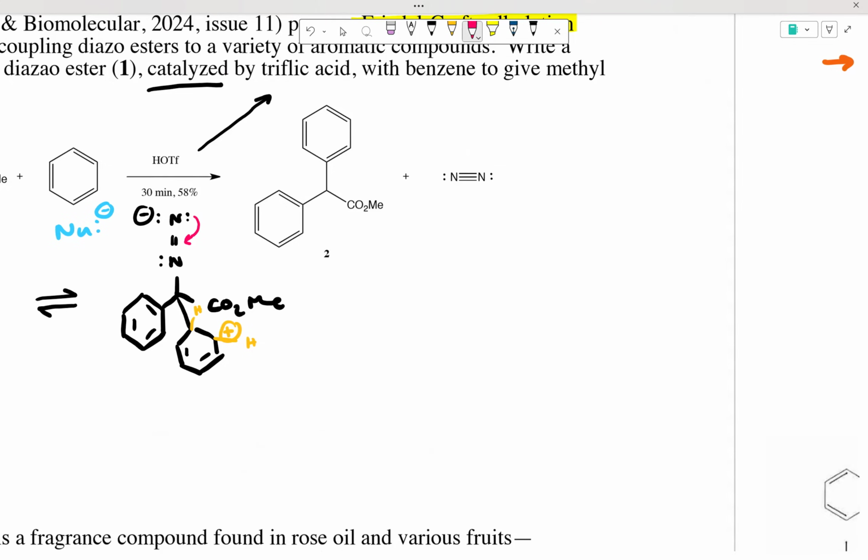In order for it to leave the molecule, it's going to take the electrons that are in the bond between the nitrogen and carbon and just give them all to the carbon. And this allows the N2 to leave as nitrogen gas, leaving this as what we have right now.